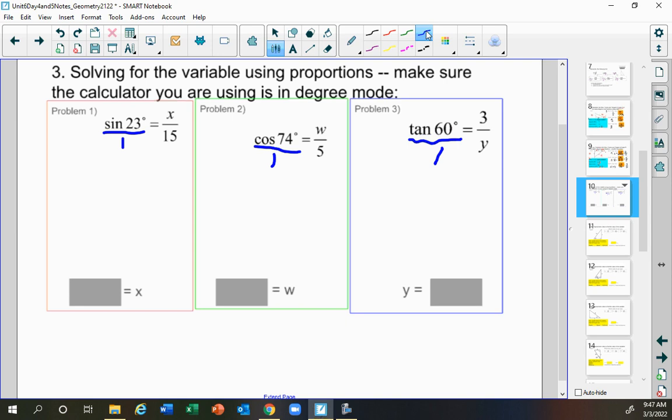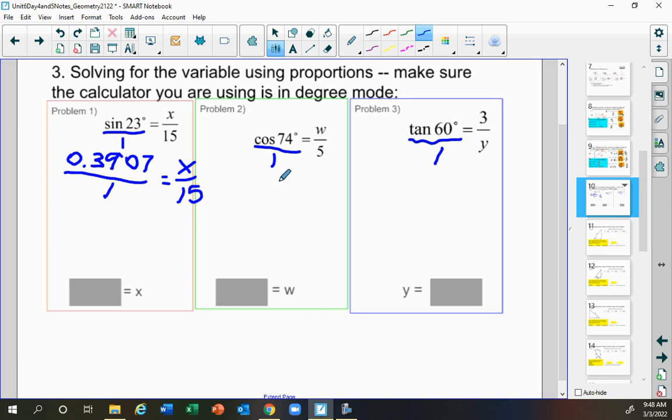I'll write it in. It's supposed to be what? 0.3907. You don't have to go beyond here. Over 1 equals x over 15.